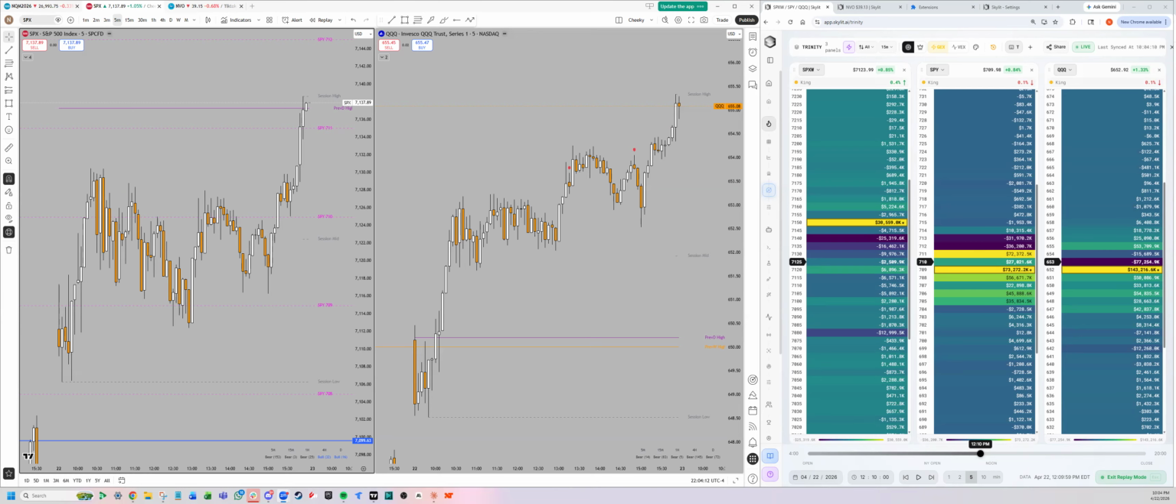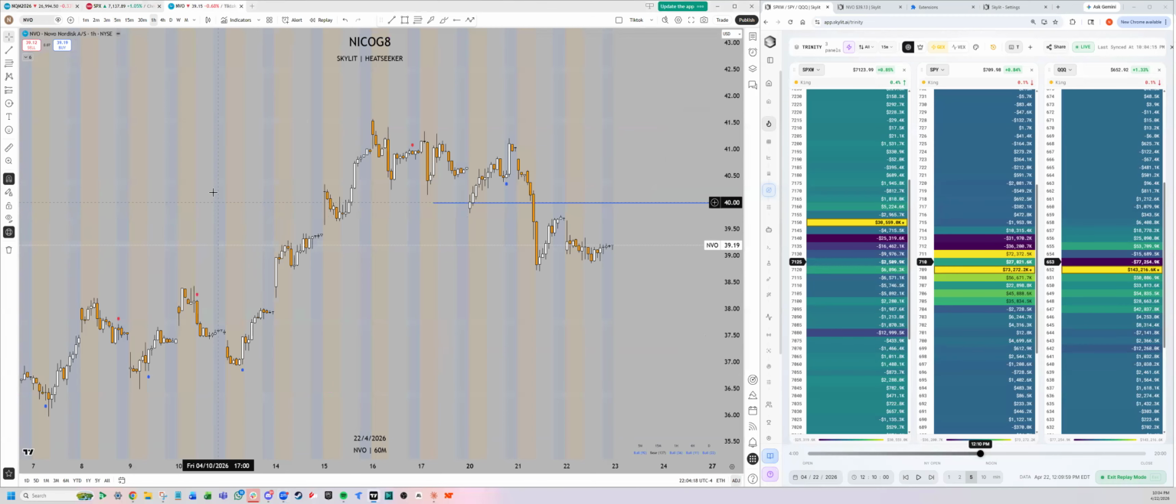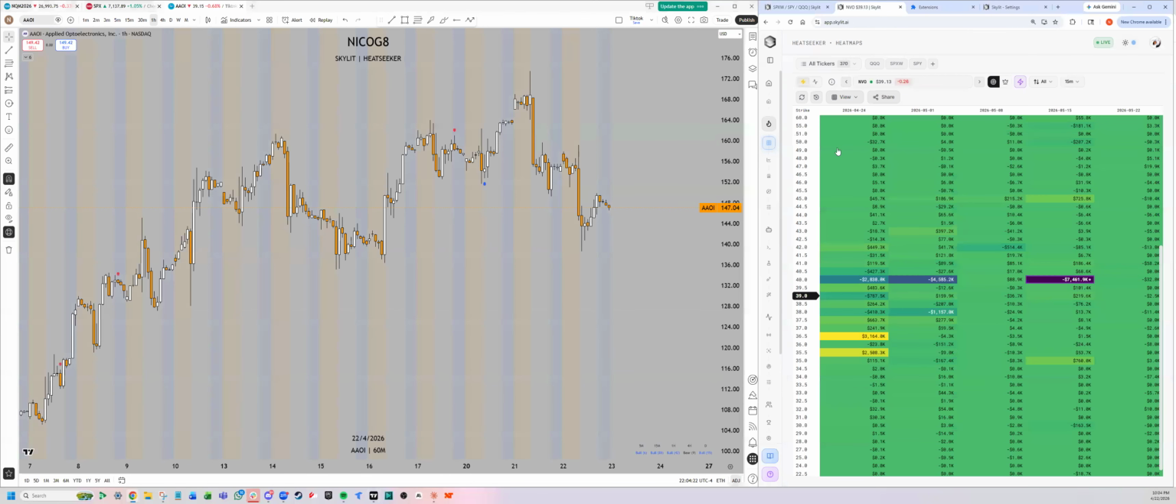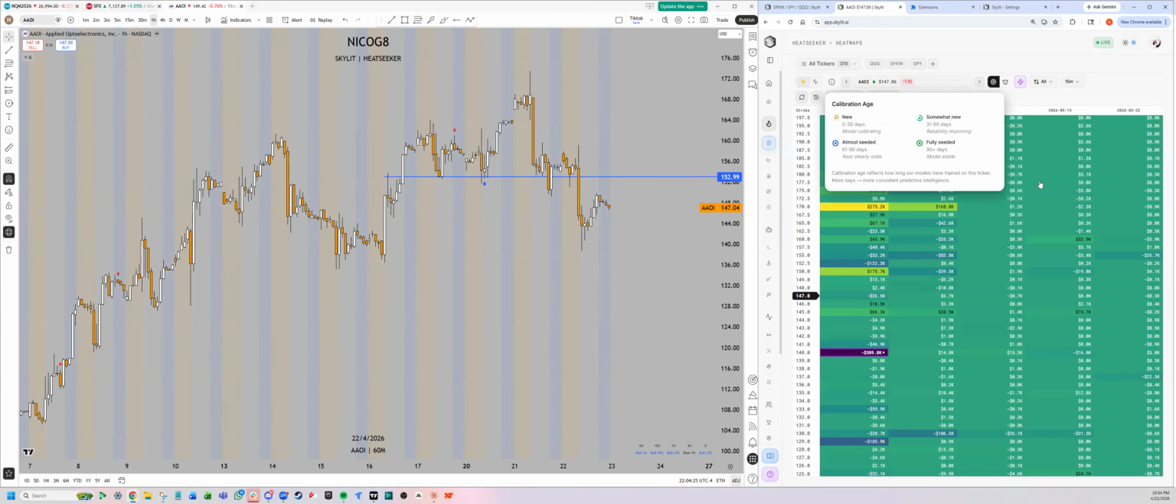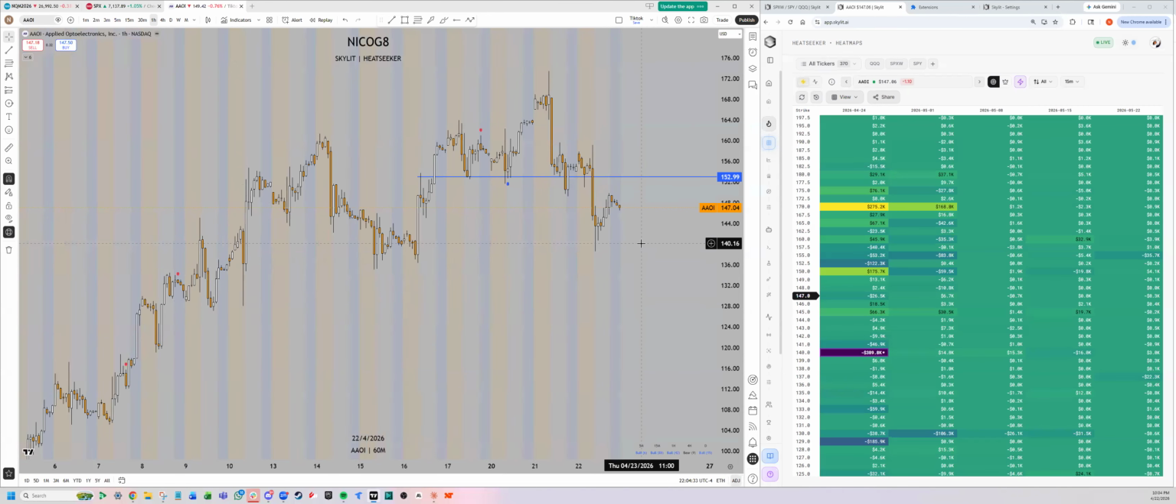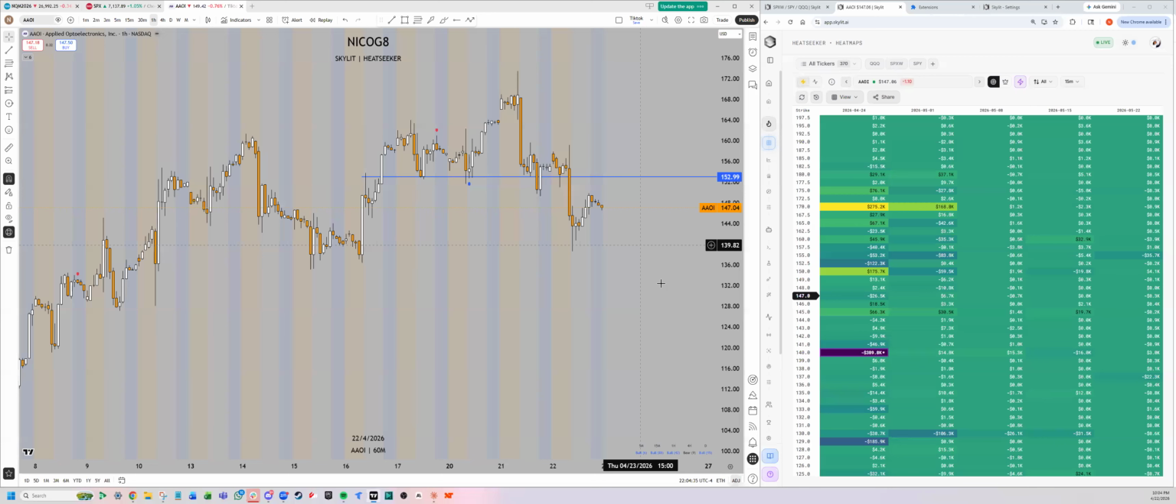Okay, what do we have here? AAOI. Yeah, I think a few people were asking about this. All right. Well, this bounced off 140 today, so this floor held perfectly.